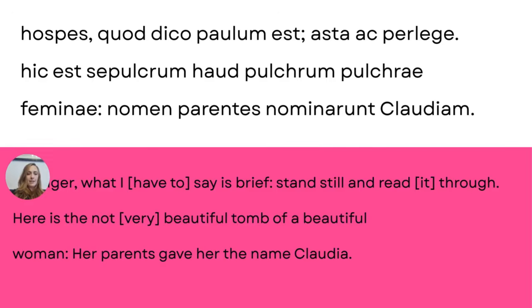Hic est, this is, sepulchrum. And we get the English word sepulchre. So this is the tomb. Pulchrum pulchrae. It's a beautiful tomb and of a beautiful woman because we have pulchrae and feminae. You know that pulchrae and feminae go together because they both have a genitive singular AE ending. So lots of skills that you have built up from the language paper can help you with this little passage. So where it says her parents gave her the name Claudia, we have nomen parentes nominarunt Claudiam. So parentes, her parents, named her Claudia. So lots of vocabulary that you know and are comfy with.